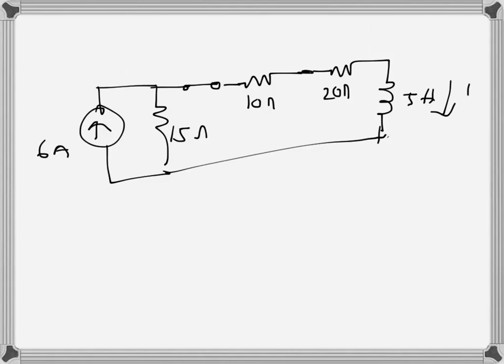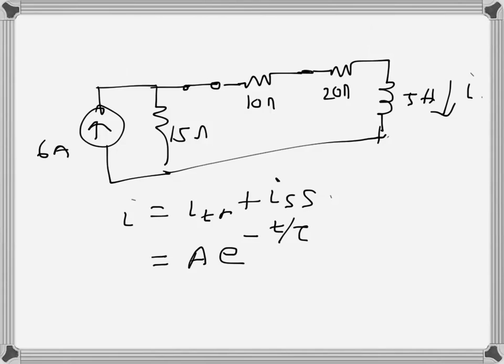So we need to find this current, and we can say the current consists of two parts, transient plus steady state. The transient will have an exponential component with a constant, e to the power minus t over tau, and the steady state will be when this reaches DC, the steady state situation. So the inductor is short circuited, so of course the current will be the steady state current. Let's do that first here.